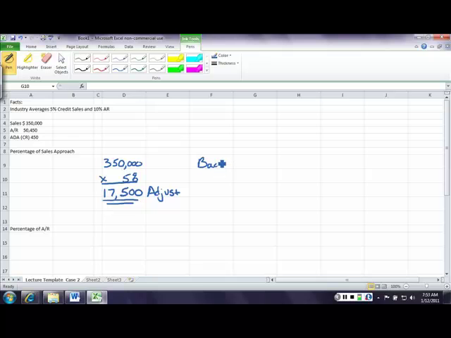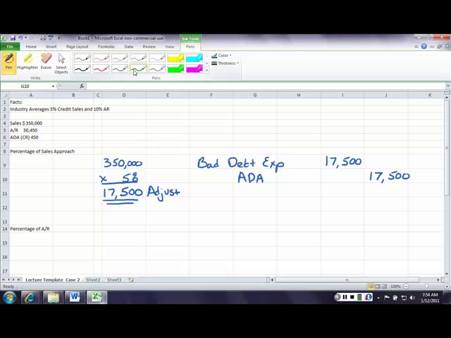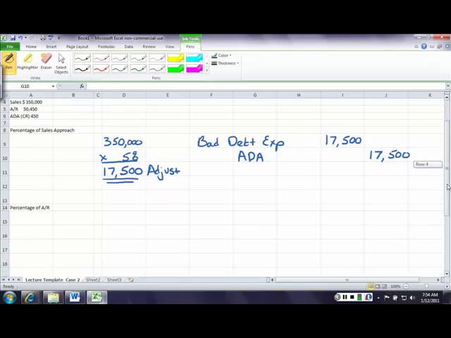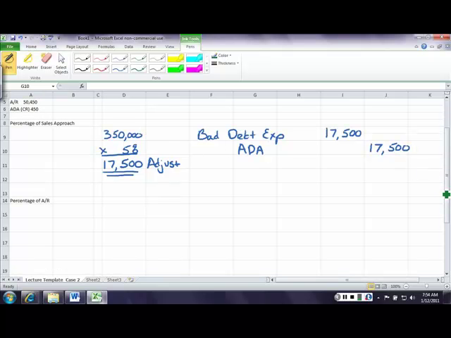Regardless of the approach, you're going to debit bad debt expense for some amount, and you're going to credit ADA for some amount. In this case, it's really simple. We already calculated it. It's $17,500. Percentage of sales approach is the most straightforward approach and definitely the easiest. The problem is if I'm basing it on sales, I'm not really basing it on a number that's going to stick around for a while. If I base it on accounts receivable, I'm basing it on a permanent account. So it's more of a matching issue.